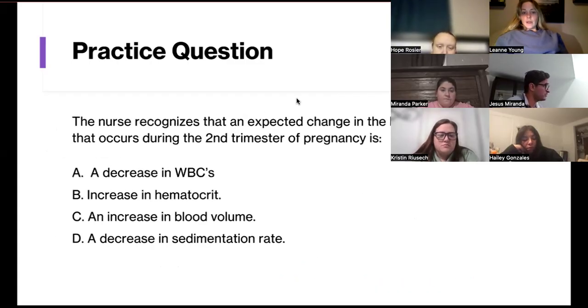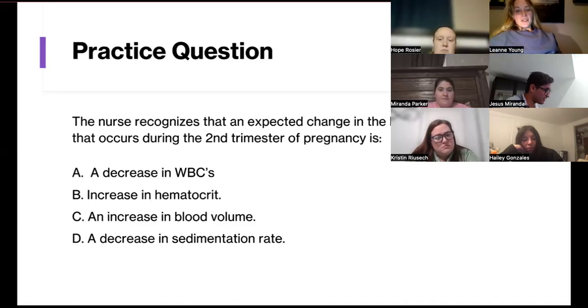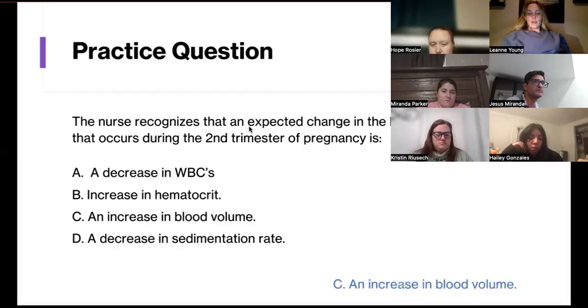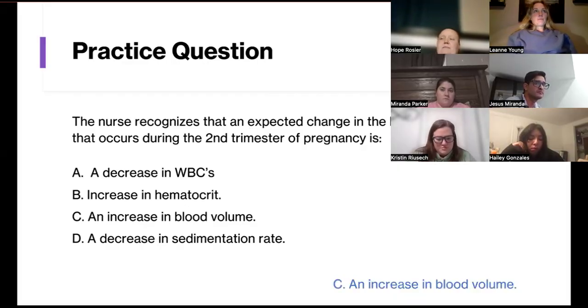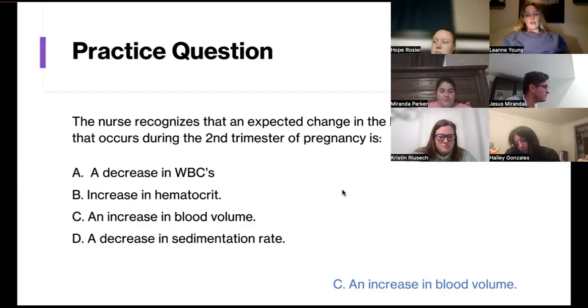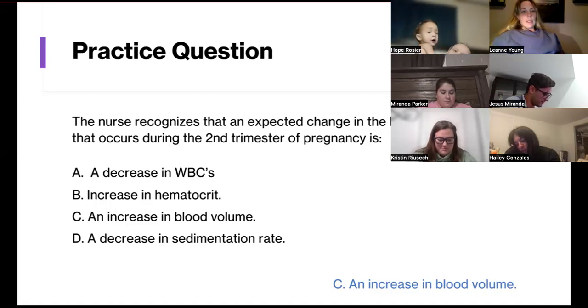The nurse recognizes that an expected change in the hematologic system that occurs during the second trimester of pregnancy would be what? An increase in blood volume. Yep, you got it. Another thing, a decrease in white blood cells: your white blood cell count is going to increase in pregnancy. That's a typical thing that we would see. An increase in hematocrit and a decrease in sedimentation rate isn't anything that we're really overall too worried about. But our blood volume is going to increase by quite a bit in pregnancy.